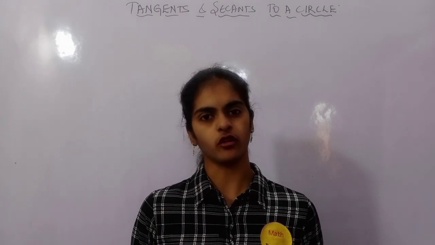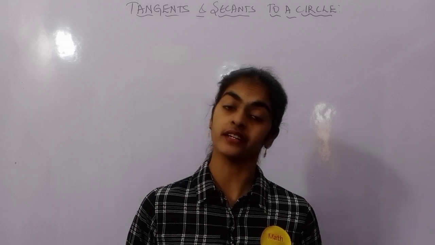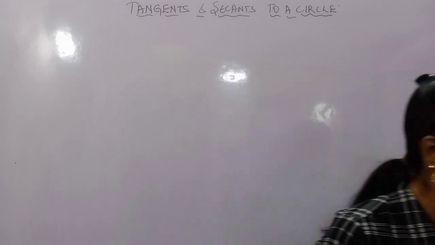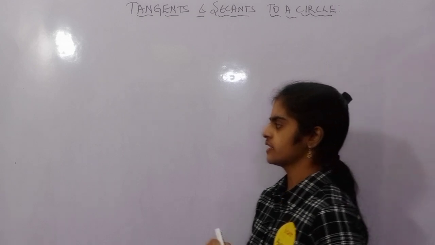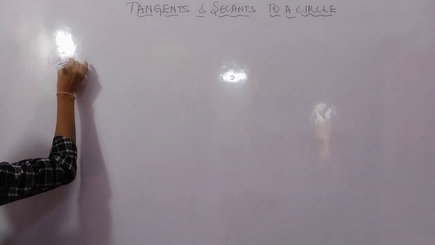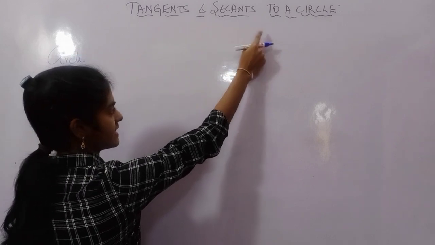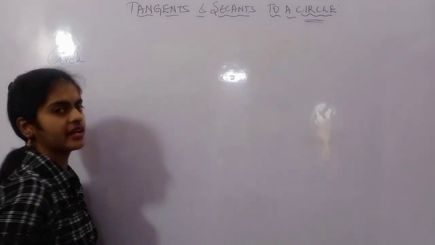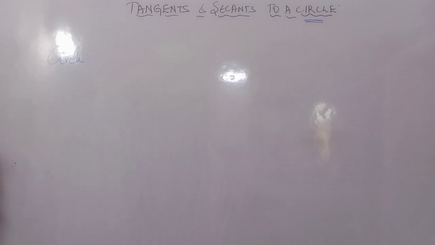So let's first focus on the simple concepts which we already know. Now tell me, what is a circle? The first definition you will have to know is a circle, because we are going to talk about tangents and secants to a circle. So I need to know what a circle is.